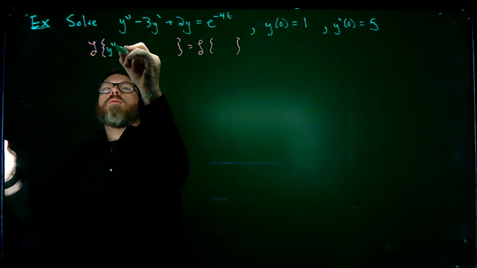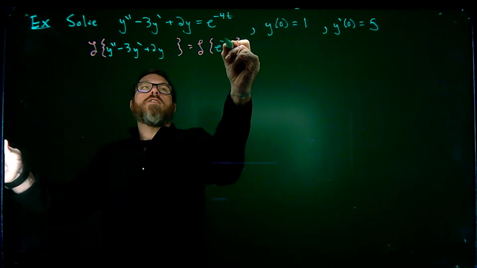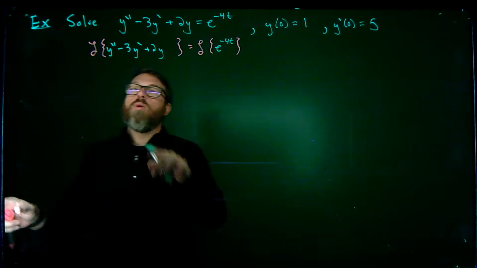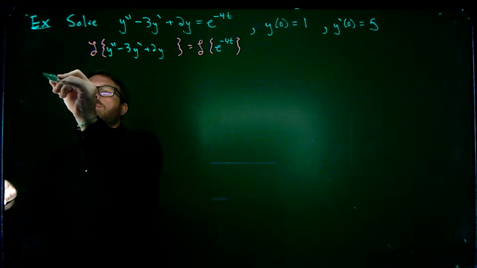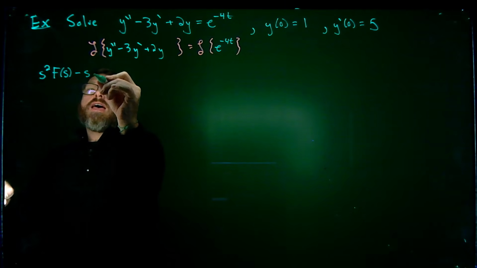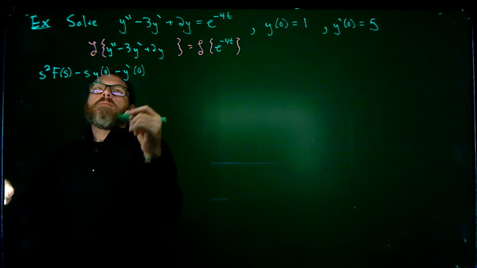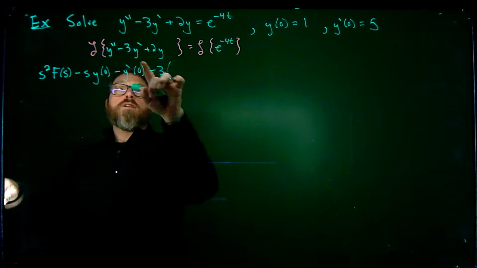So y double prime minus 3y prime plus 2y, and this is going to be e to the minus 4t. Okay, so the Laplace of y double prime is s squared capital F of s minus s times y of 0 minus y prime of 0. Now minus 3 times the Laplace of this thing.